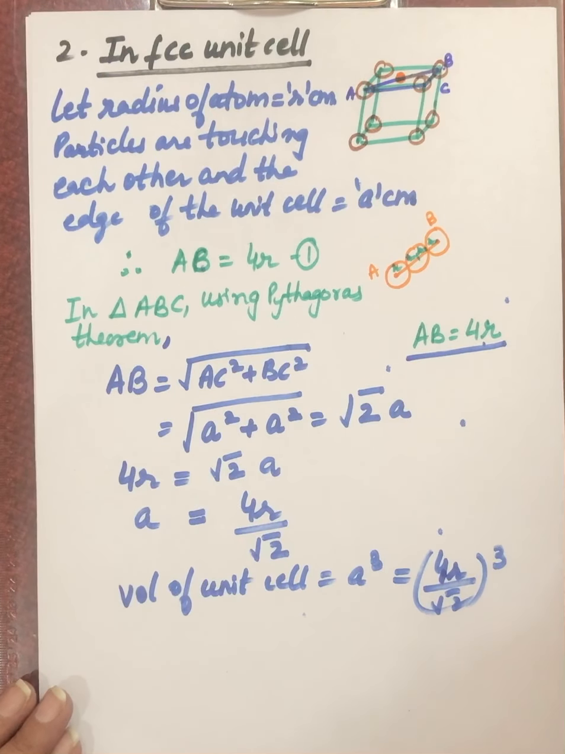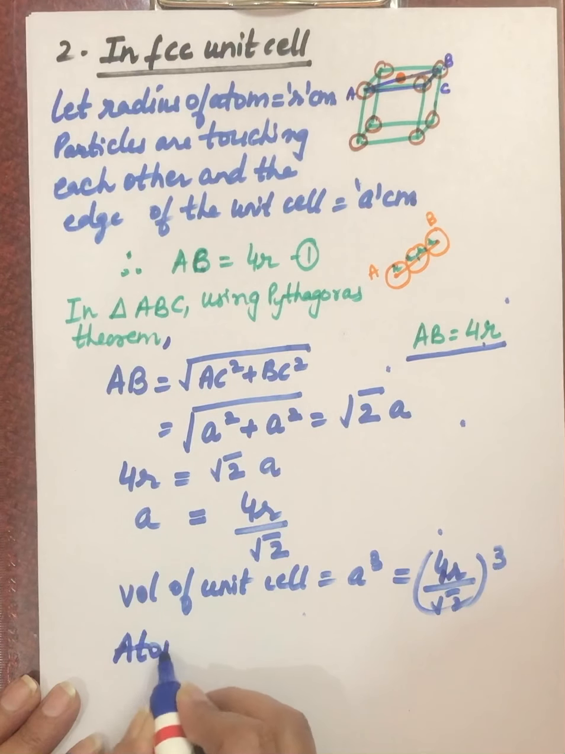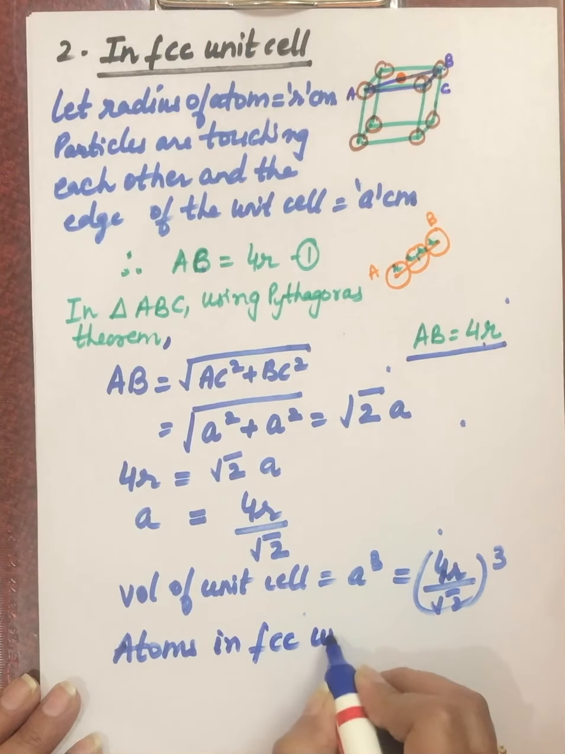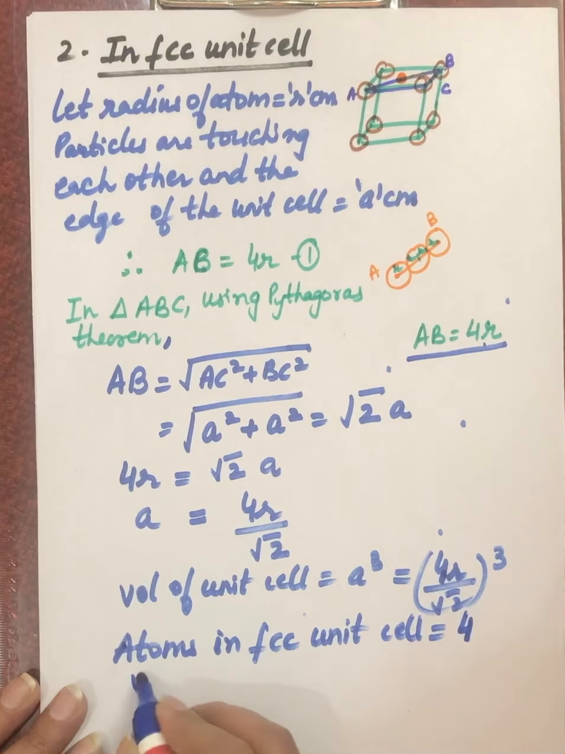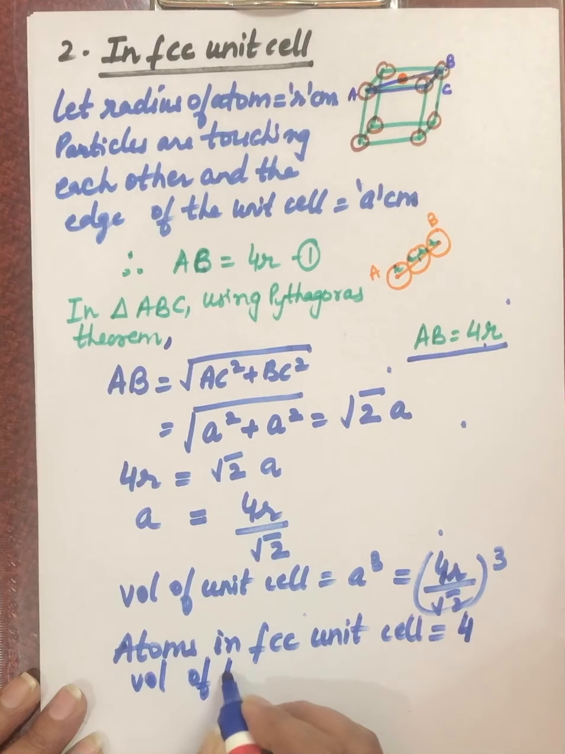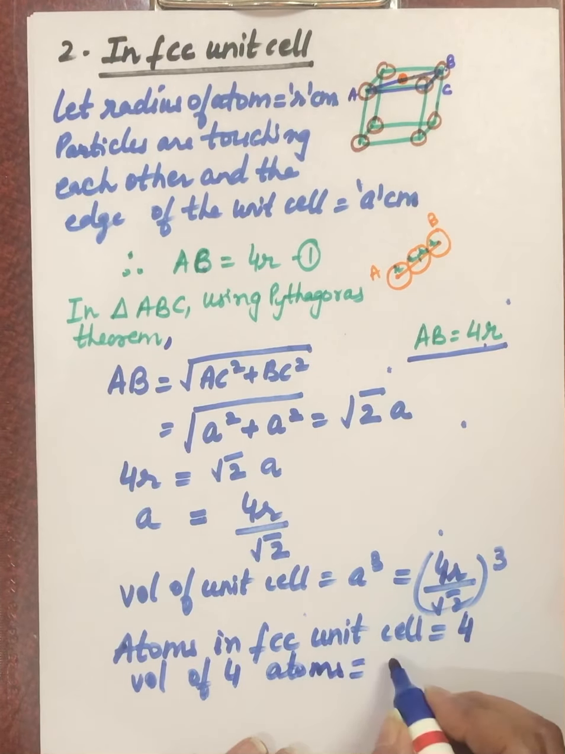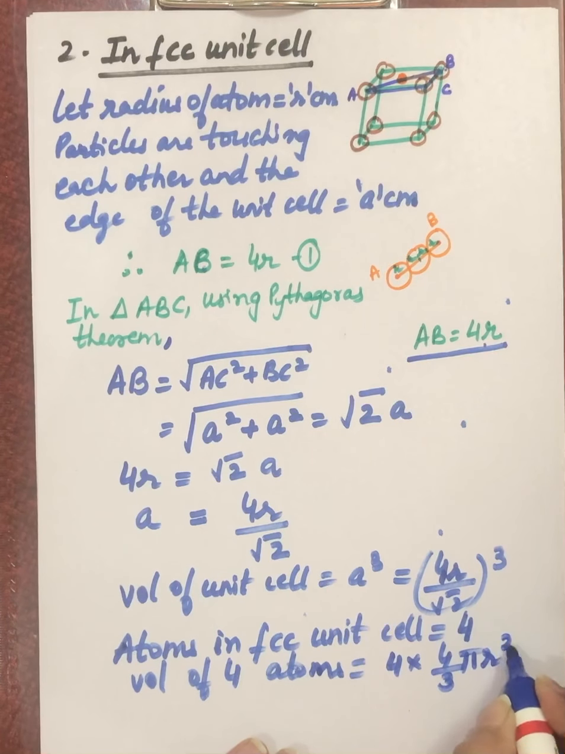After finding out the volume of unit cell, we should know atoms in this unit cell. As we know, atoms in FCC unit cell are equal to 4. So now we need the volume of how many particles? 4 atoms, 4 particles, which is 4 into 4 by 3 pi r cube.